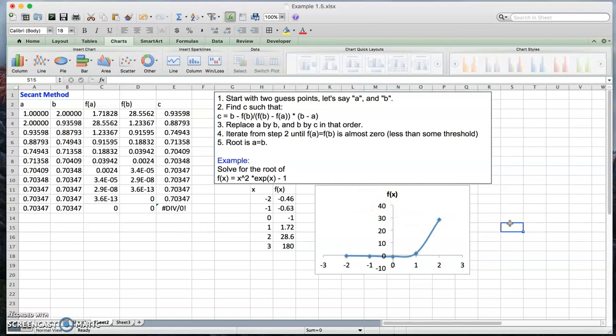All right. I hope this explains how we can do the secant method using spreadsheet calculation. Thanks for watching. Stay tuned for the next section.